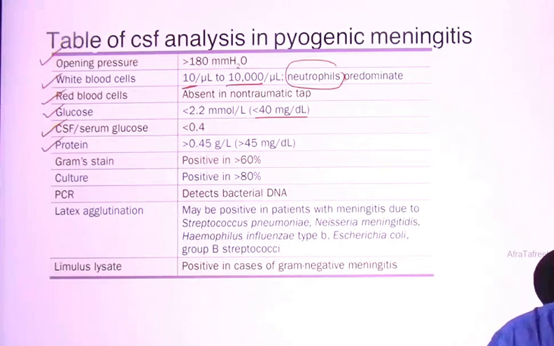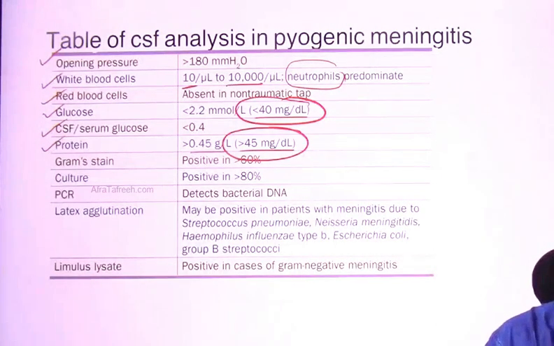Protein, I've told you 15 to 45. So more than 45 milligram per dl, which comes out to be 0.45 gram per liter. Remember it in one unit, otherwise you will get confused, so remember in milligram per dl. And why are the proteins increasing, guys? I've told you in that particular chart. There is a leakage of the plasma proteins, that's why it is increasing.